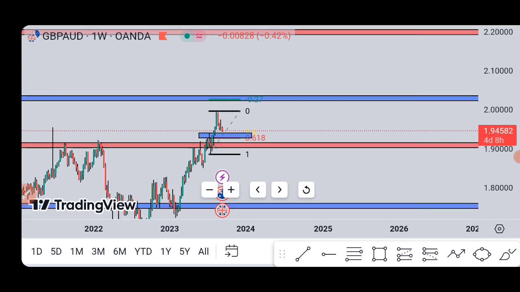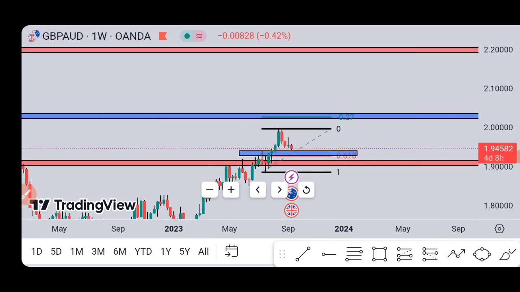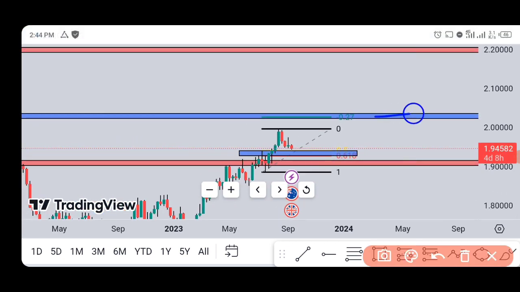But my target will be this monthly zone. So this weekly zone will be my first target, then my second target will be this. So I will hold this trade. If, maybe, I risk 1% of my account, I will close 50% of my trade around here, and allow 50% to run. I will hold 50% to this zone.